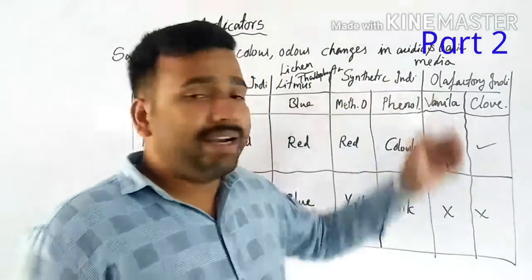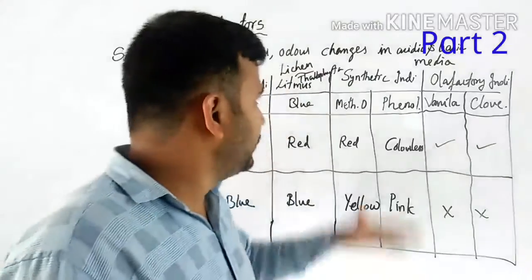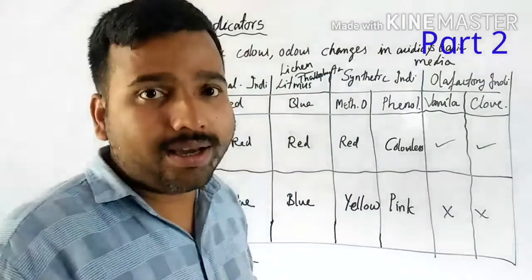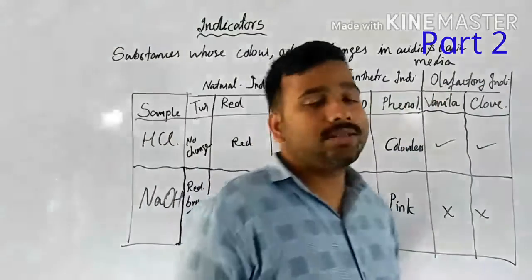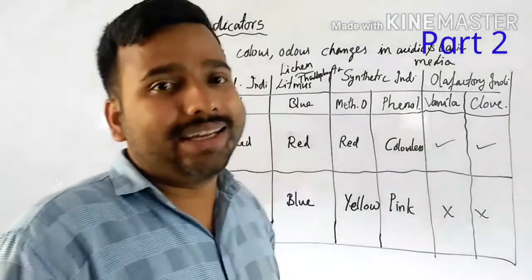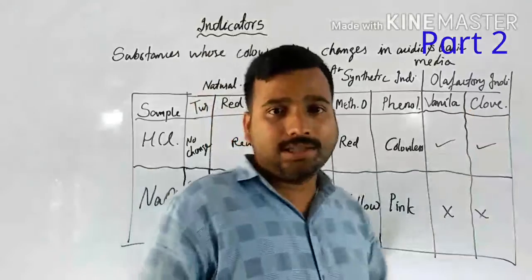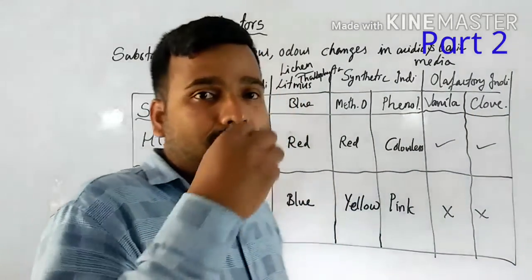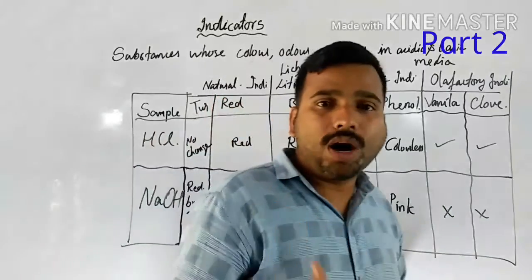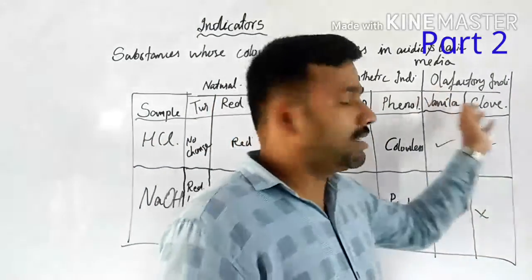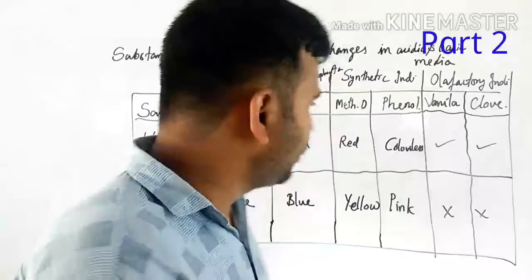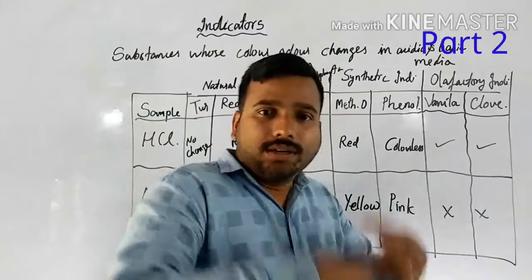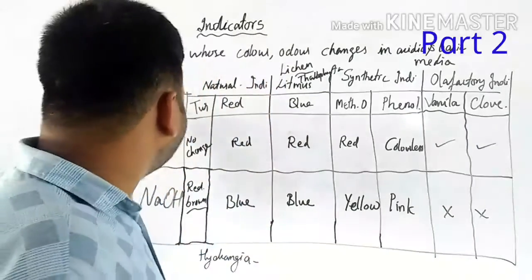The next type of indicators are known as synthetic indicators. Synthetic indicators are artificially prepared in the laboratory. And the last one is called olfactory indicators. These are also natural indicators, but olfactory indicators change their smell once they come in contact with acidic or basic substances. Certain substances will retain that smell, but certain substances will lose their smell.